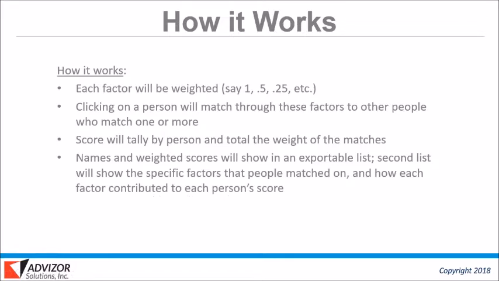And those scores are made up of things like, were we in the same class? Were we in the same major, same freshman dorm? Do we currently live in the same city area, and so forth?